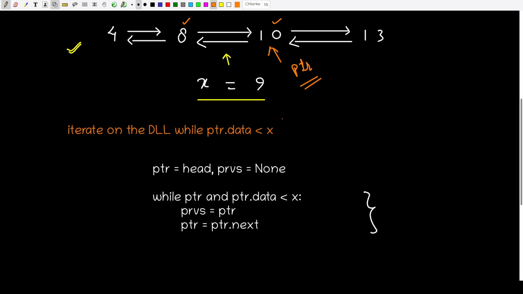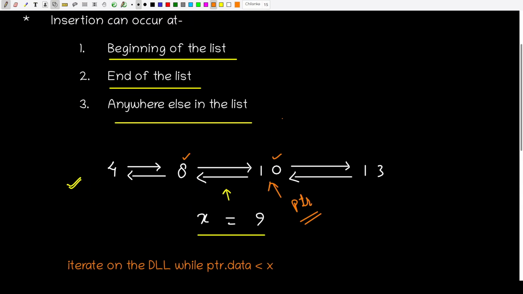Now once we have found the position where the node has to be inserted, let us look at each of these cases where we want to insert a node at the beginning of the list, or at the end of the list, or anywhere else in the list. So let us take each case at a time and discuss it.